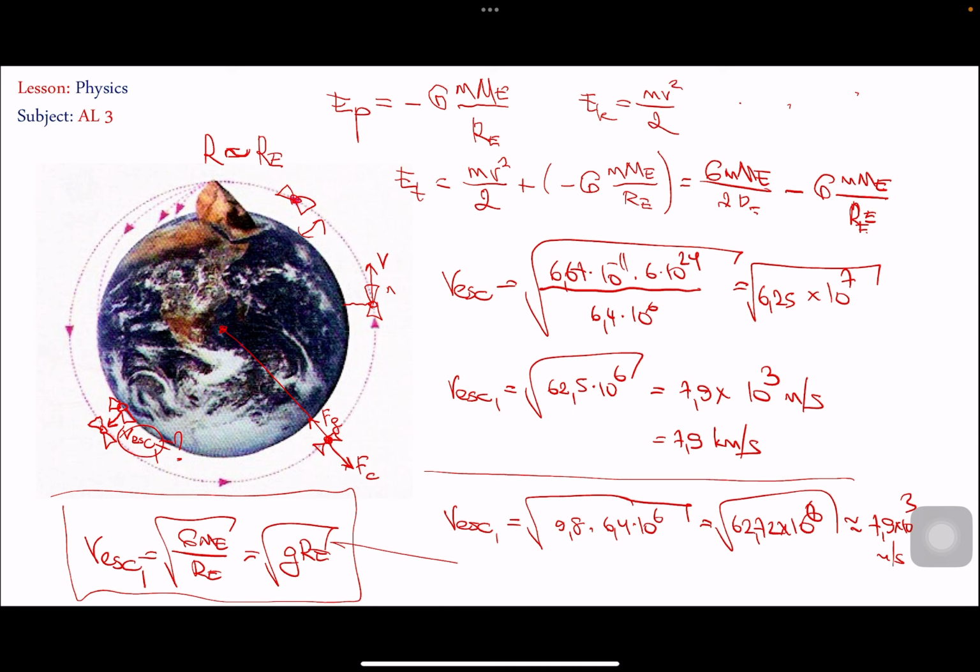So you may find it in terms of the universal gravitational constant, mass of Earth, and radius of Earth. And you may also find it in terms of the acceleration of gravity and radius of Earth. These are the same things, as you see.